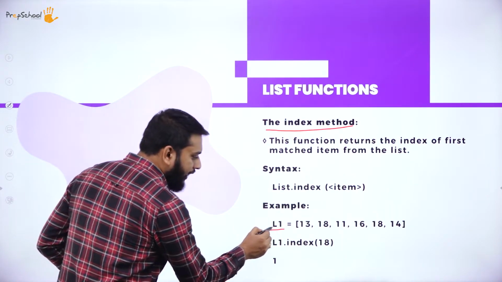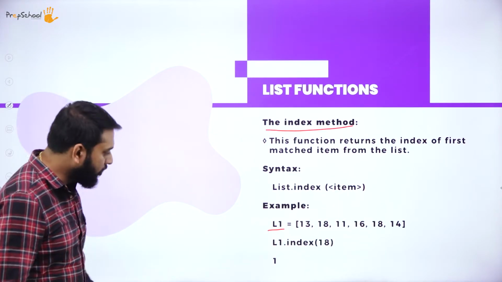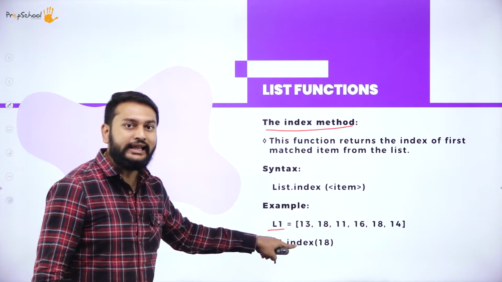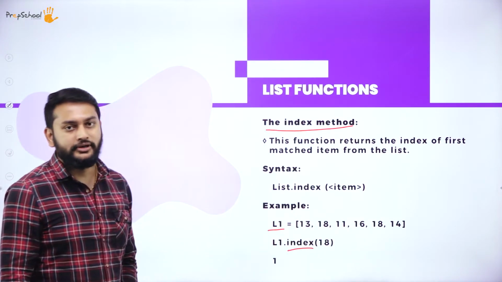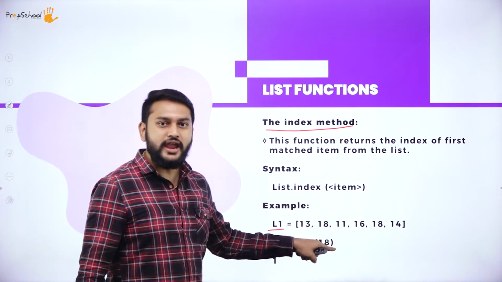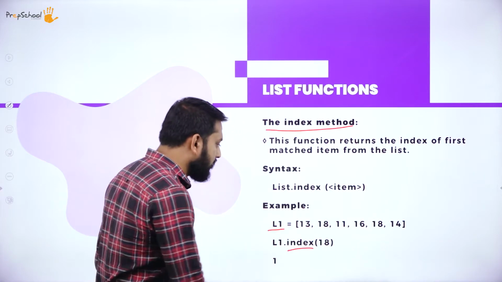So L1, I have 13, 18, 11, 16, 18, 14, right? Suppose I use L1.index. Index is a function, and I'm passing 18 as a parameter. For the first occurrence of this 18, what is the index of this value? That will be returned.